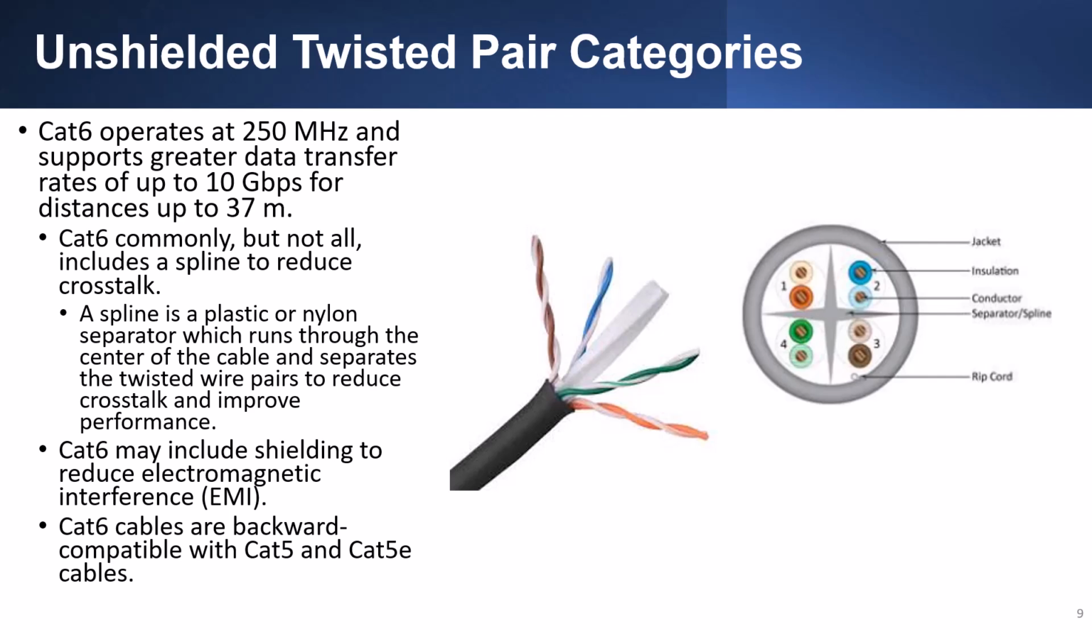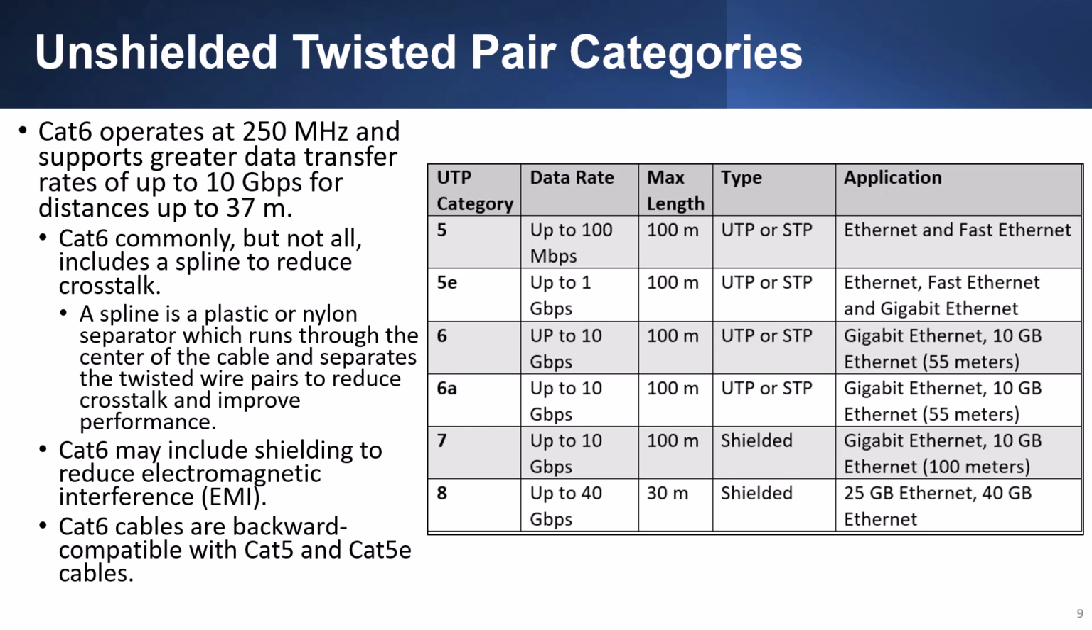A spline is a plastic or nylon separator which runs through the center of the cable and separates the twisted wire pairs to reduce crosstalk and improve performance. Cat6 may include shielding to reduce electromagnetic interference, and Cat6 cables are backward compatible with Cat5 and Cat5e cables.